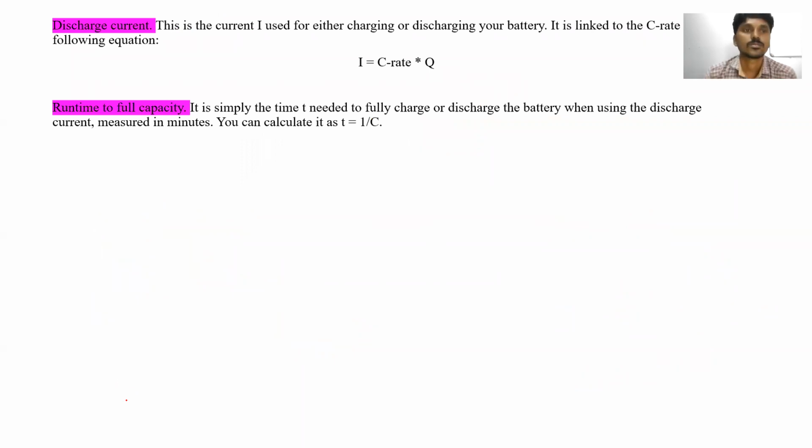Discharge current. How can we calculate the discharge current? Generally, we know the formula of C rate. The discharge current I is equal to C rate into Q, where Q is nothing but ampere-hours. The C rate is a constant value. The C rate is the ratio between the discharging current and the actual capacity of the battery.